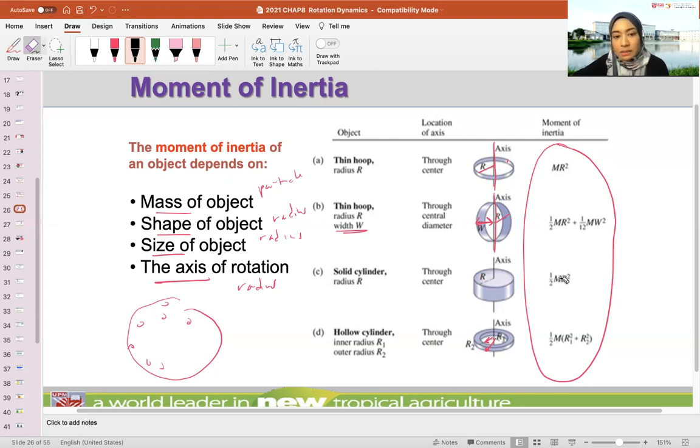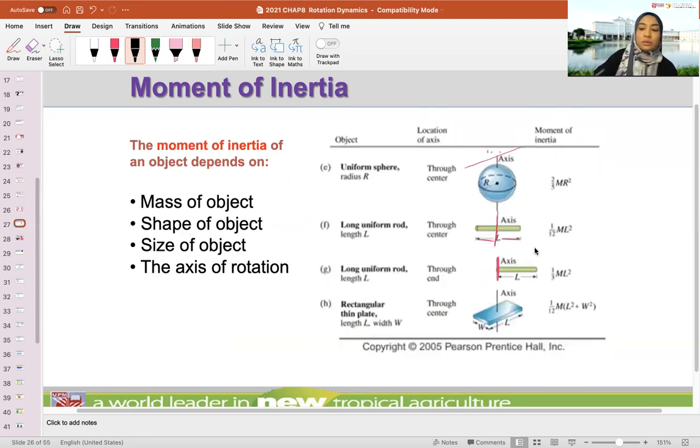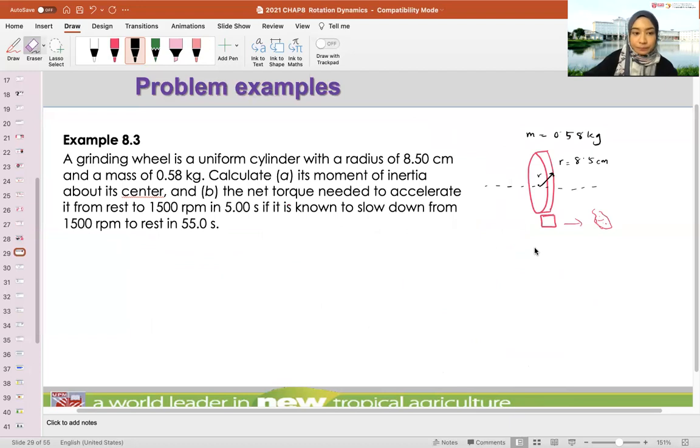What is m? M is the mass. R is the r from the axis of rotation to the end of the cylinder. So that is our equation, 1/2 mr squared. So I is equal to 1/2 capital M r squared.